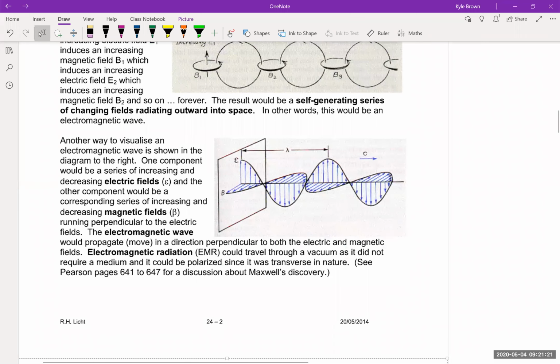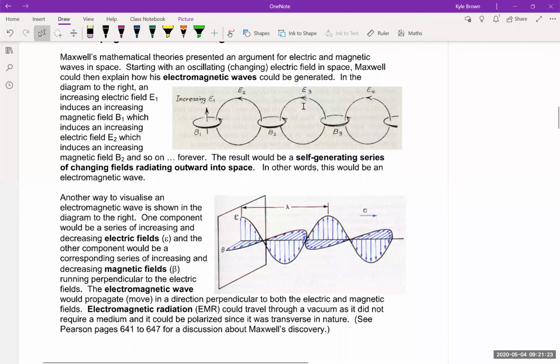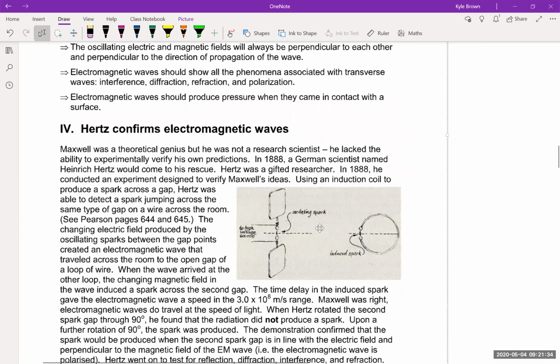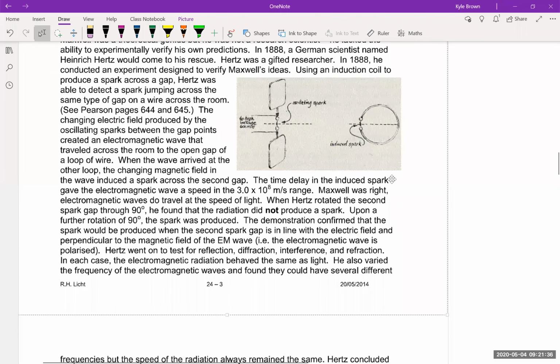So he's kind of showing that if he lines it up one way, he gets a spark, and if he lines it up the other way, he doesn't. He's showing that these two fields are in fact perpendicular to each other. So it's more support for Maxwell's picture of a wave.